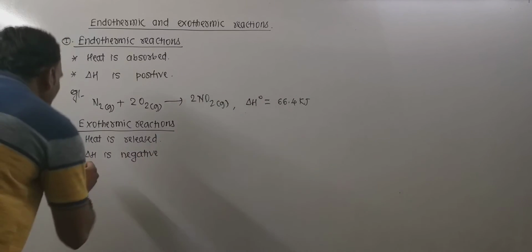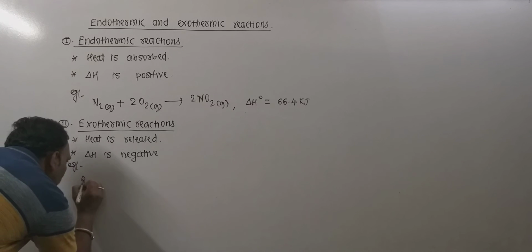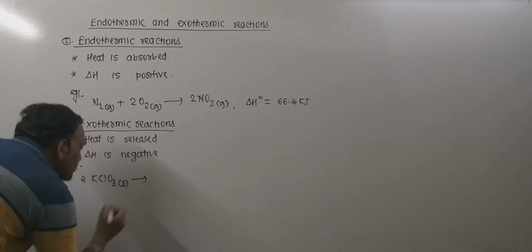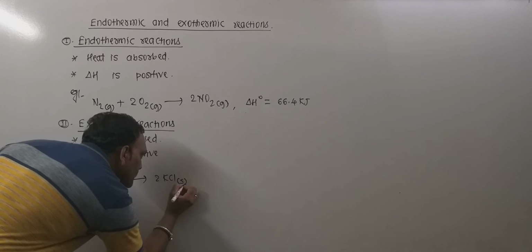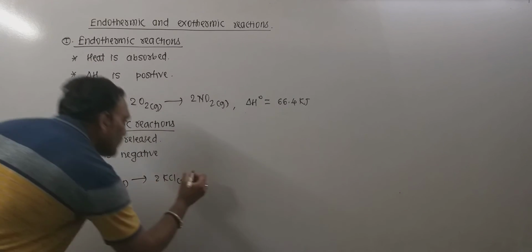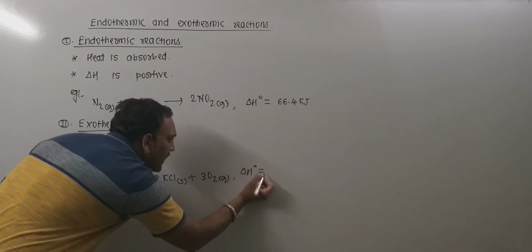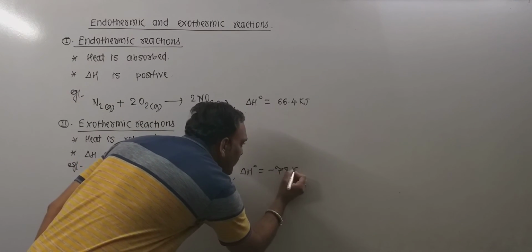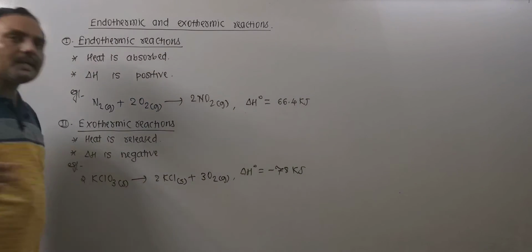Now a number of examples of this type can be given, among which one of the examples is, consider KClO3 solid. When this undergoes decomposition, then what happens? That leads to the formation of KCl, and along with KCl oxygen gas gets released. Now the enthalpy change for this reaction is found to be minus 78 kilojoule. Now this is the negative enthalpy change.